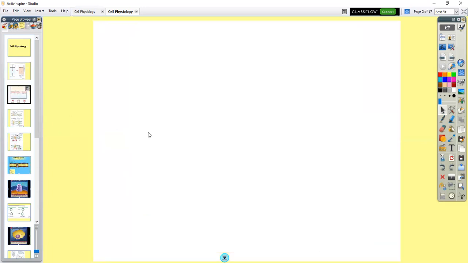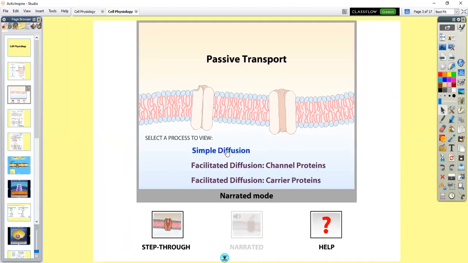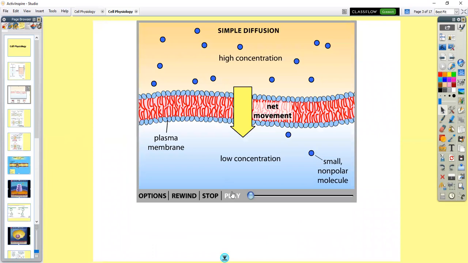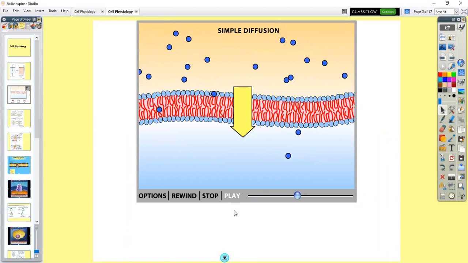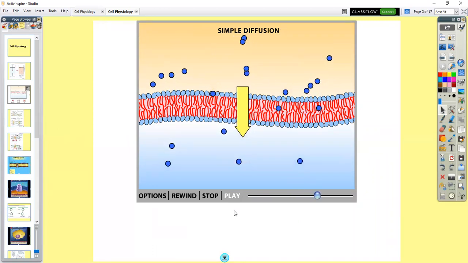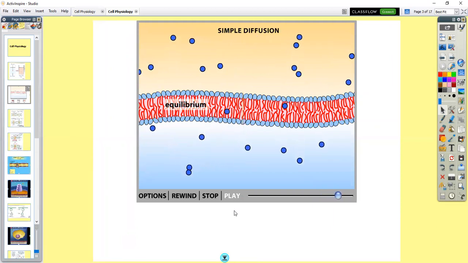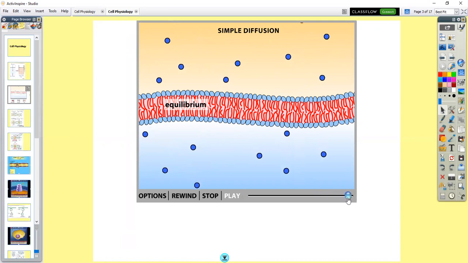So just a little animation here in terms of different types of diffusion. Simple diffusion first. In general, only small non-polar molecules can pass unaided through a phospholipid bilayer. Molecules move randomly. They tend to diffuse across the membrane from regions of high concentration to regions of low concentration. At equilibrium, equal numbers cross the membrane in both directions.